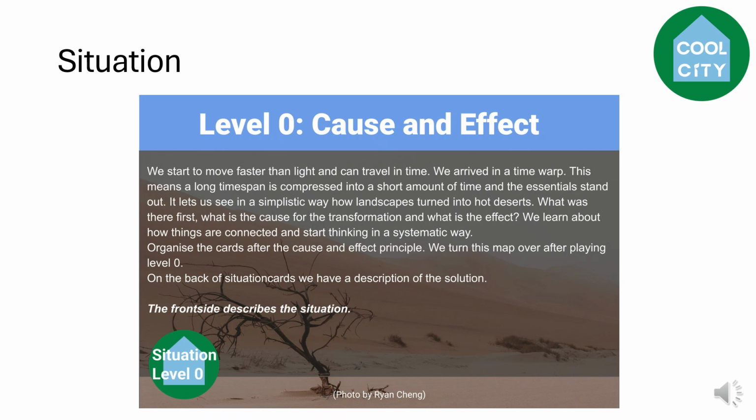Each level begins with a reading of the level situation. The situation cards guide us through a story about how we created arid landscapes and how we can regenerate them. Here is an example of the situation text from level 0.